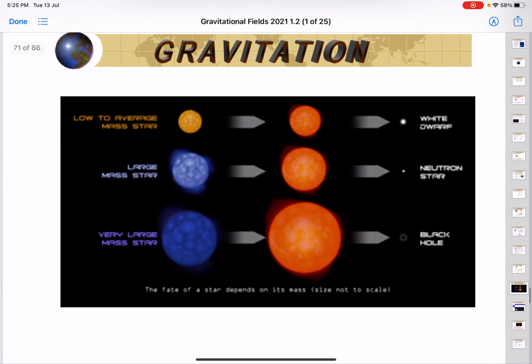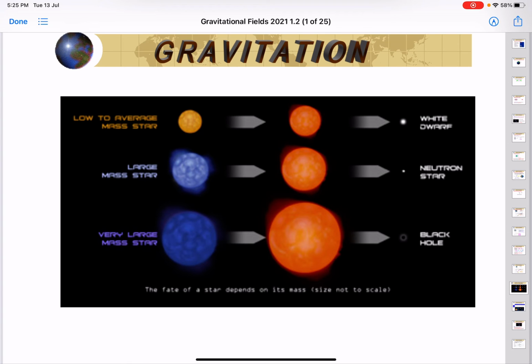Okay, so how do black holes form? Just some general knowledge. They are born from stars, right? If the star has a low to average mass, like our own star in the solar system, it is considered a star that is not very massive.